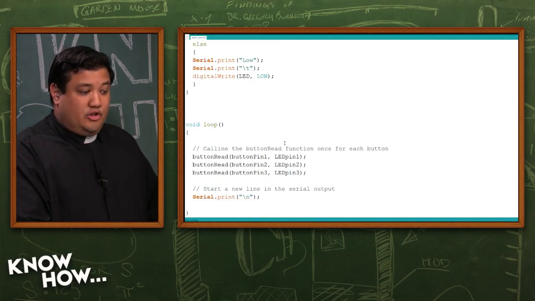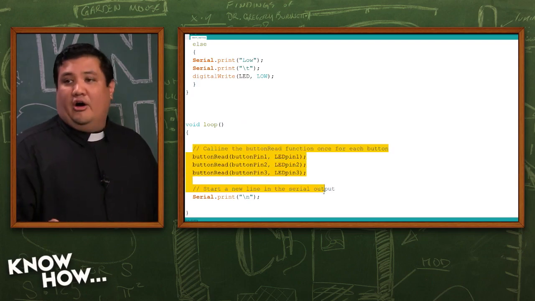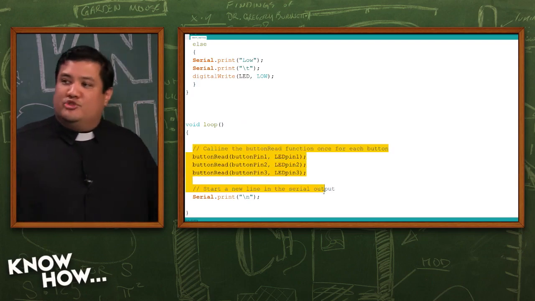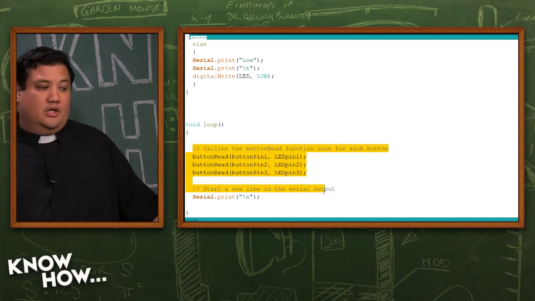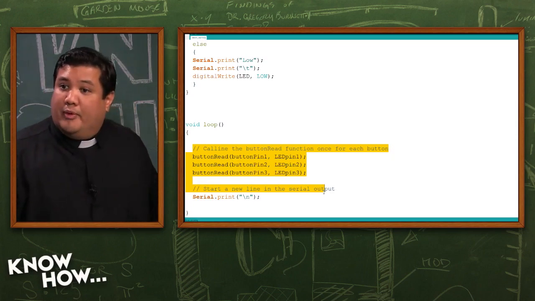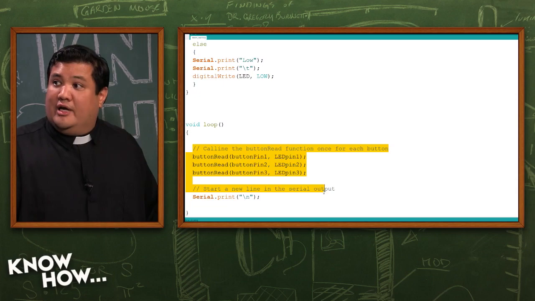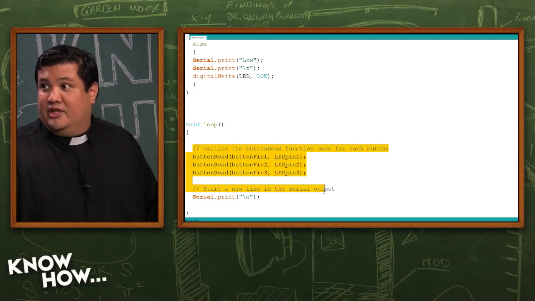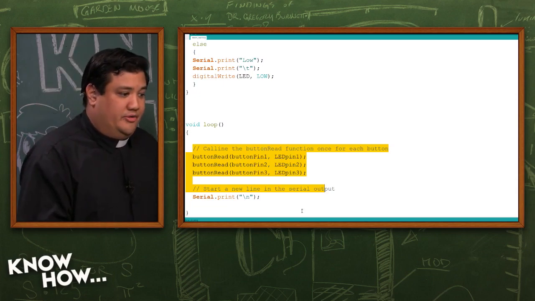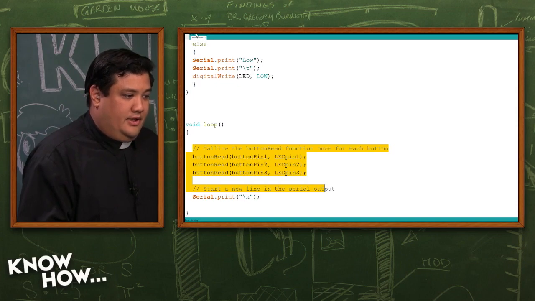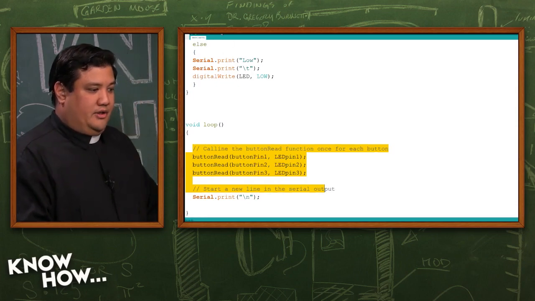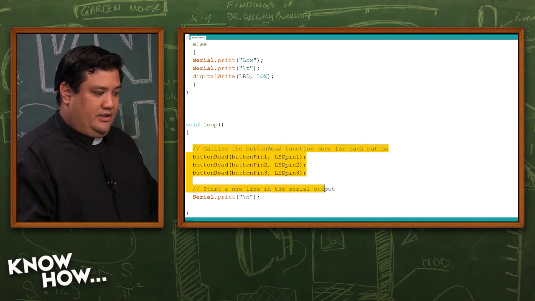And then my loop itself, this is what we want. Super small, 3 calls. And every time I call, I pass 2 parameters. I pass what button I want it to listen to and what LED I want it to light up if it's on. So let's go ahead and upload this. And just like last time, I'm going to first of all look at my serial console.